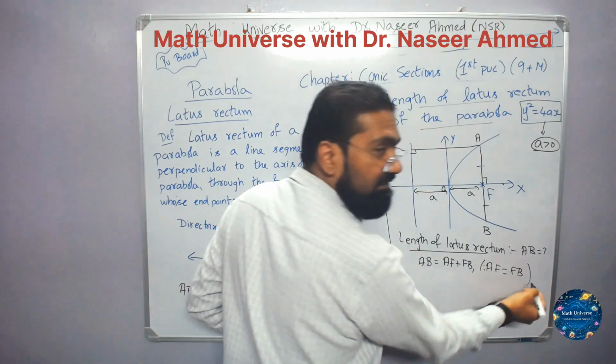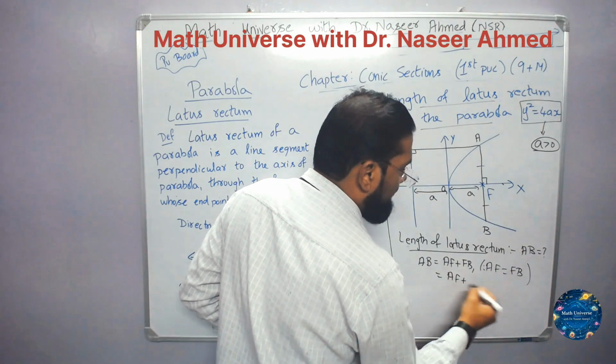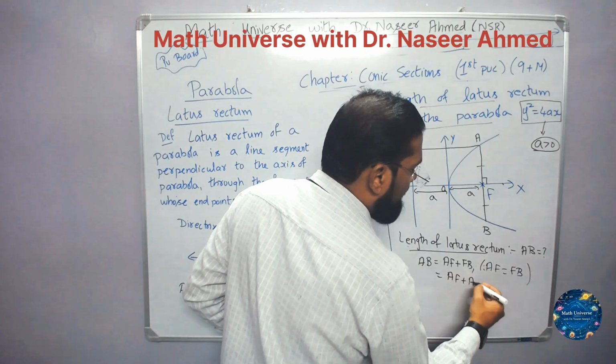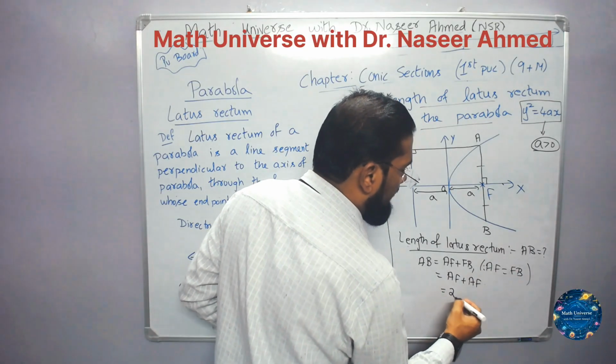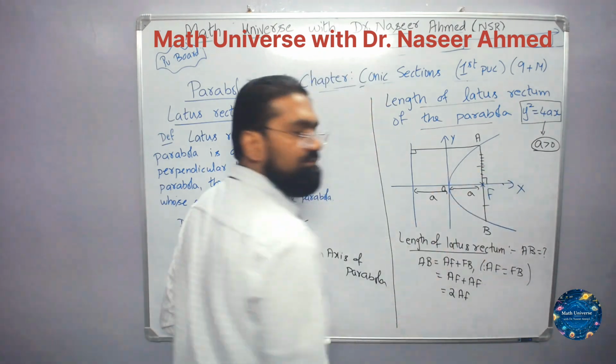But what is AF and FB? Both are the same. So AF as it is plus FB is what? AF itself. What is AF plus AF? 2 times AF. So I have to only find this length.